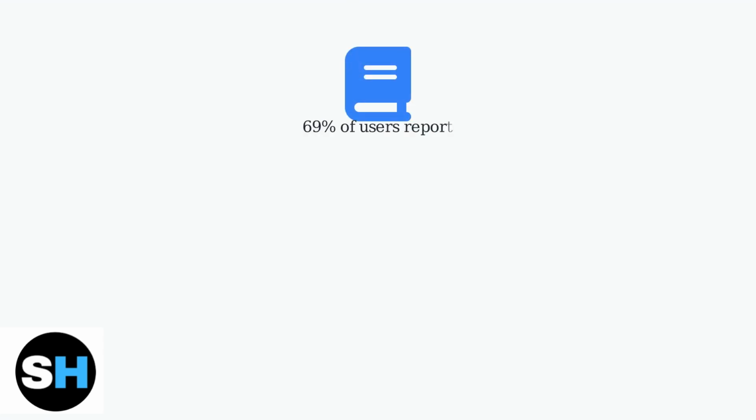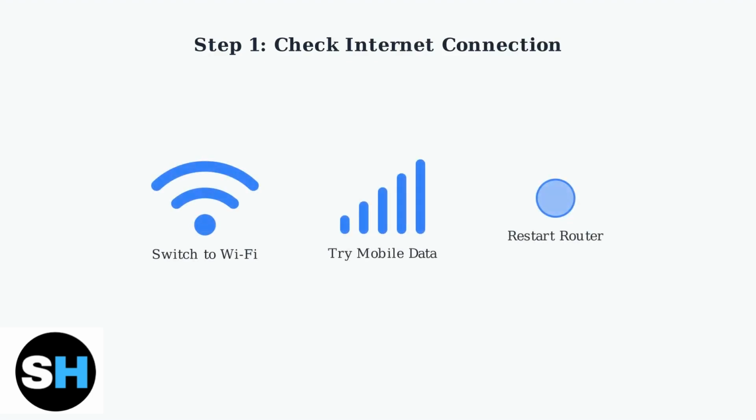Experiencing problems with the Wattpad app? You're not alone. The most common issue is inaccessibility, with 69% of users reporting this problem. First, ensure you have a stable internet connection. Try switching between Wi-Fi and mobile data to test your connection. If using Wi-Fi, restart your router to refresh the connection.